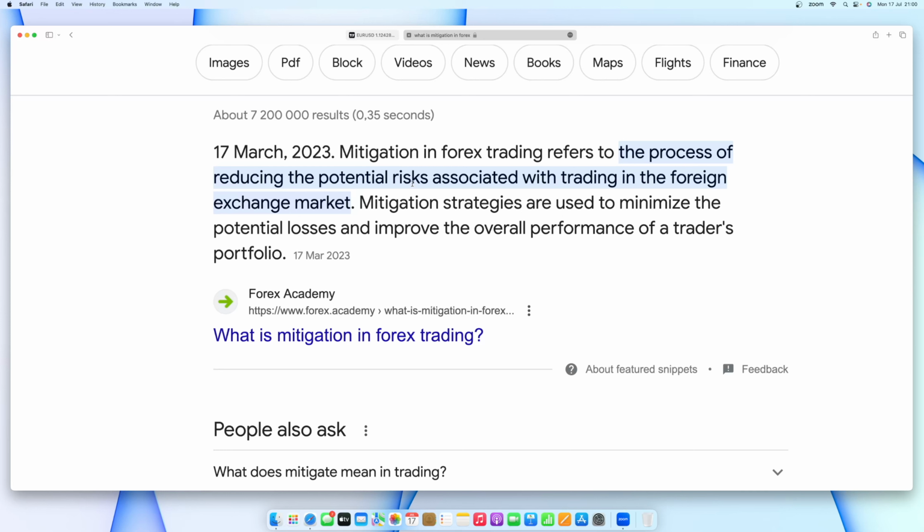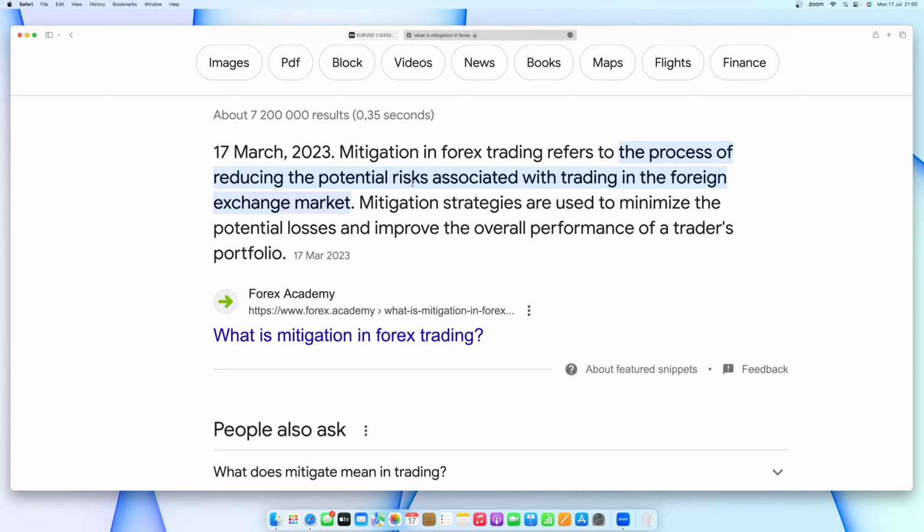And when we say risk associated with trading, that is money, right? You want to try to reduce your risk as much as possible. As I'm explaining, you will see what I'm talking about. But just keep this at the back of your mind, okay? The process of reducing the potential risk associated with trading in the foreign exchange market.